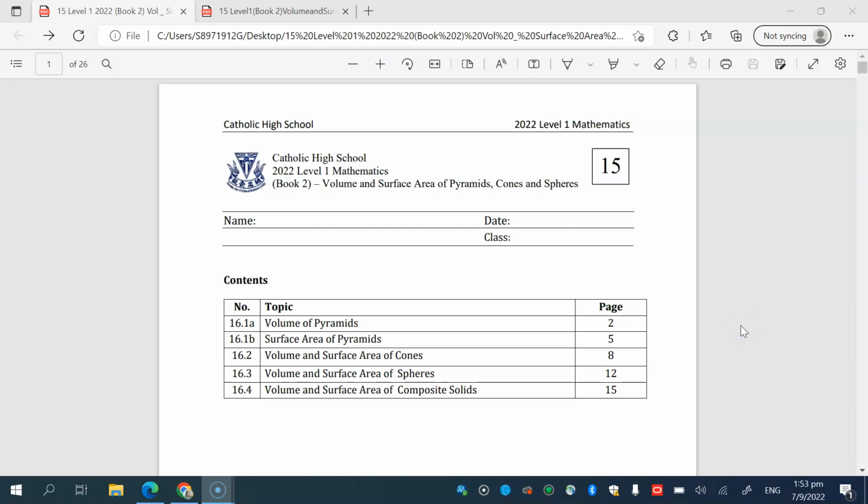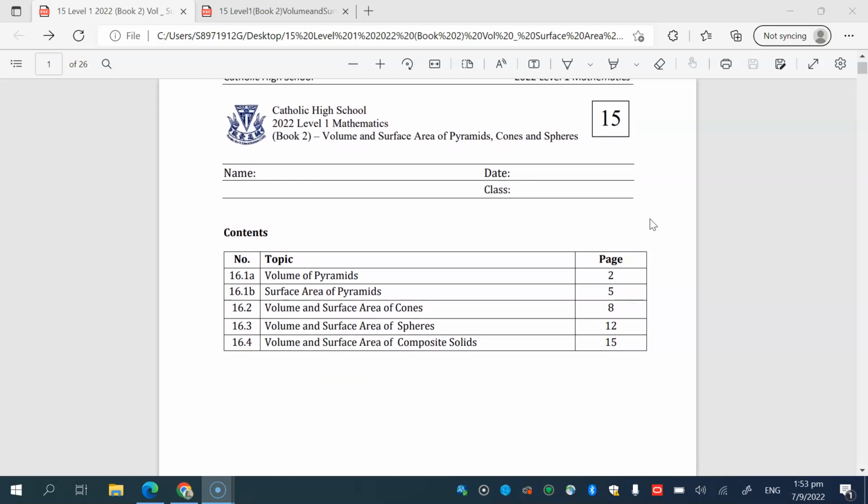Alright, in today's lesson, I'll be covering with you this chapter on volume and surface area of pyramids, cones, and spheres. This is notes number 15, so get your notes ready and follow the lesson, copy down the notes as I go along. Alright, let's begin.